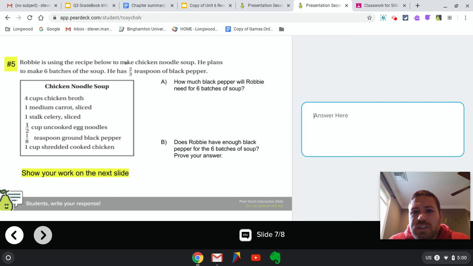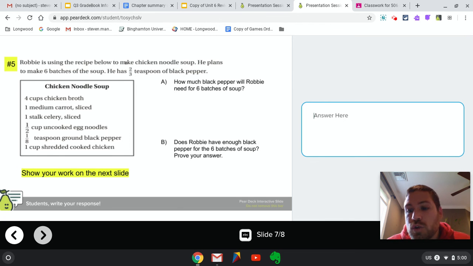The last part is just telling us information on what he has. So that's him opening up his cabinet, right? If you're in your kitchen and you open the cabinet and you're like, oh, how much black pepper do I have? This is telling us that in his cabinet, he has 2/3 teaspoons of black pepper. That's what he has to use, okay?